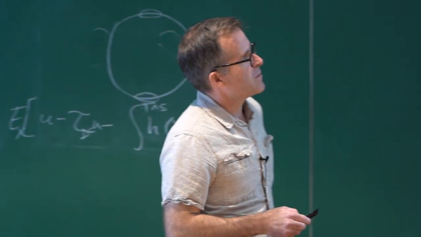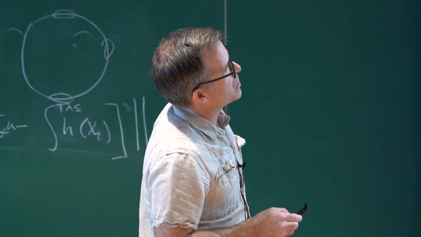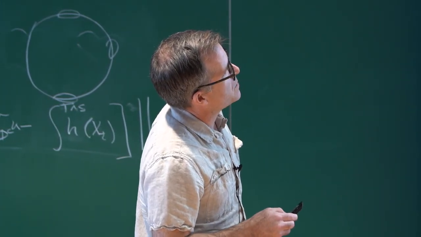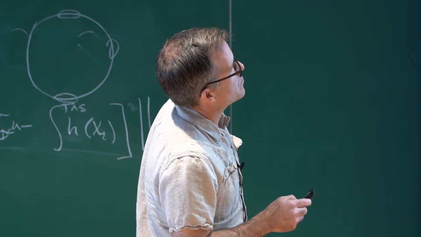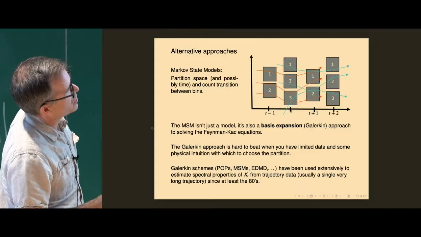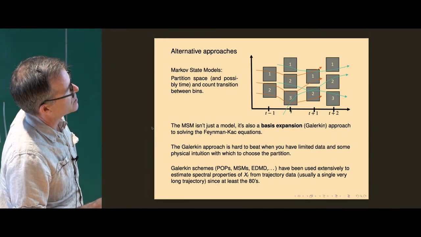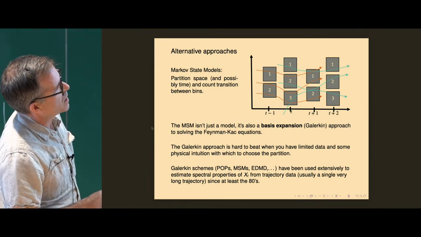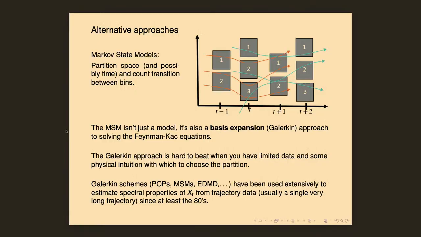OK, so let me mention some alternative methods. The most famous of those, at least for MD folks, would be Markov state models. Here's a picture. In this picture, I've discretized time as well, which you wouldn't need to do for this model. But in a Markov state model, you partition the state space in some way, and you just compute the number of transitions between different boxes. We saw this mentioned earlier today as a coarse graining approach. It was traditionally thought of as a modeling approach. You build this object, this is now your model, and you go ask questions about the model.